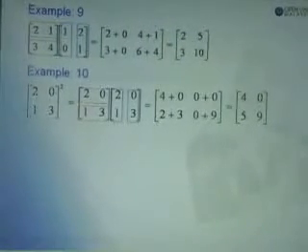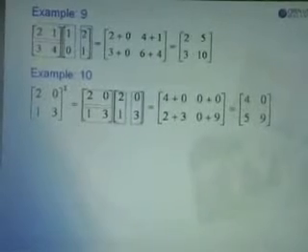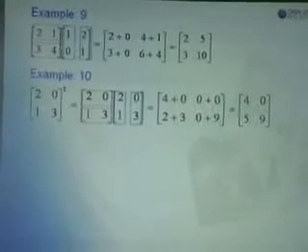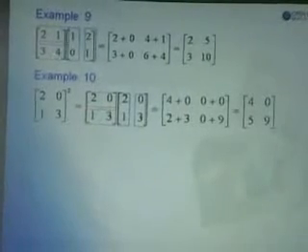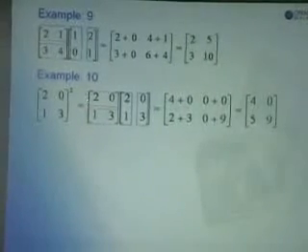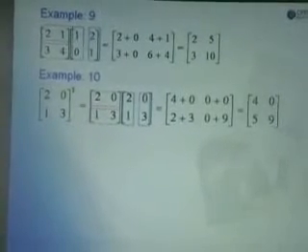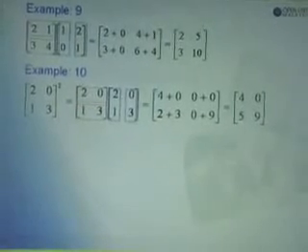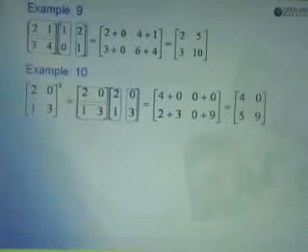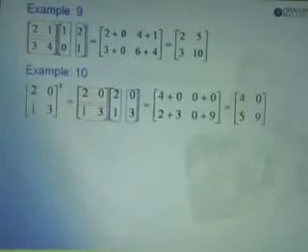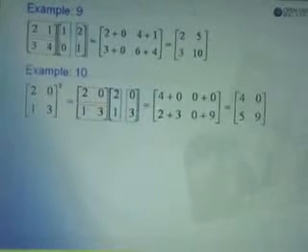Okay, example 10. In this example, we are given the matrix 2, 0, 1, 3 to the power of 2. So what it means is, we will take this matrix, multiply with the same matrix. Right? So the same rules apply as in example 9, where we take elements in row multiplied by columns in the second matrix. So in this case, we take row 1 multiplied by column 1 first. So 2 times 2 will give us 4, 0 times 1 equals to 0. Then we will take first row multiplied with column 2. 2 times 0 equals 0, and then 0 times 3 equals 0.